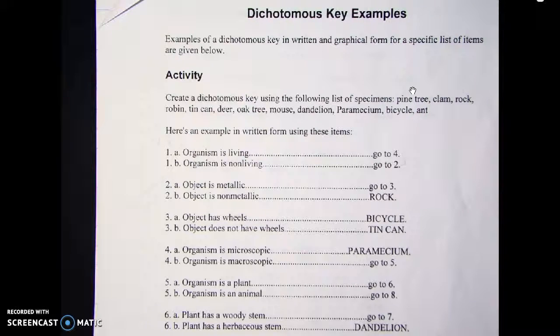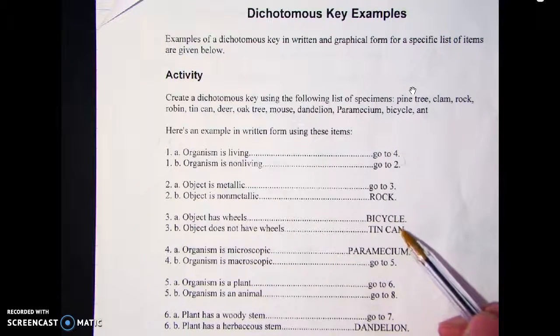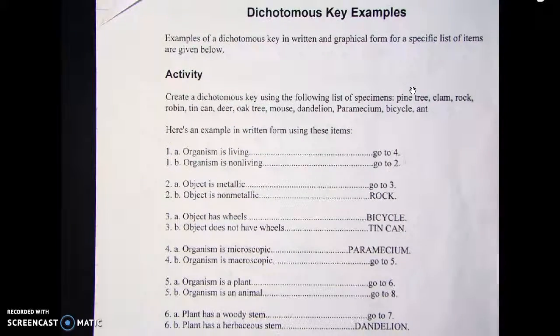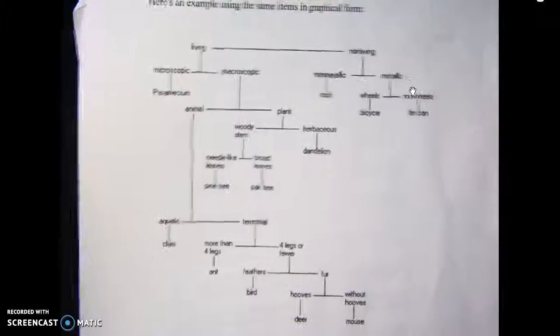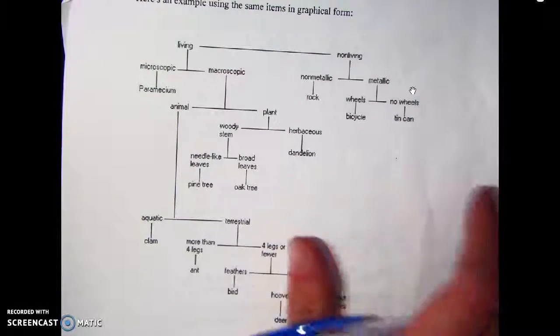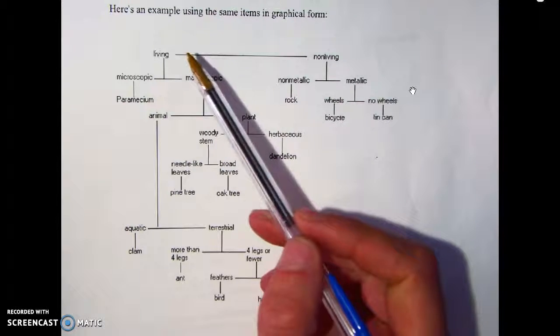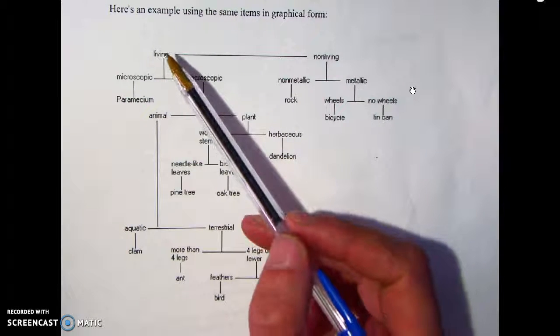Remember, a dichotomous key is just a sorting chart. It could be used to sort animals, it could be used to sort chemicals, it could be used to sort any object or substance. It doesn't really make a difference. Here in these examples, they're just using things like bicycles and tin cans, and there's a paramecium, and so on. We looked at two different types when we've done this before. We have the graphic style, I like to call it, where it's visual, and it's basically a big flow chart with all of the objects and how they're separated or split up.